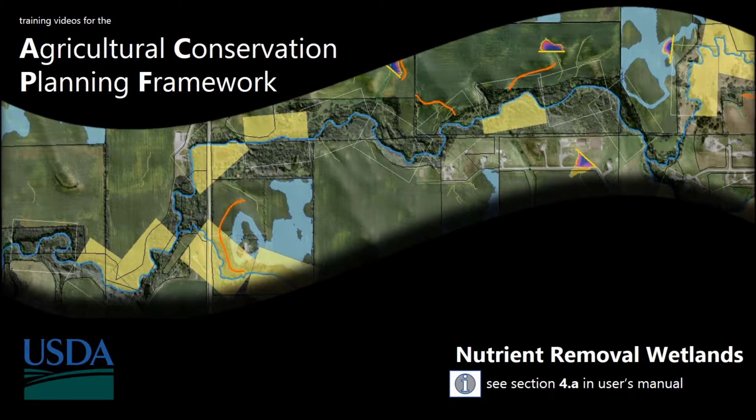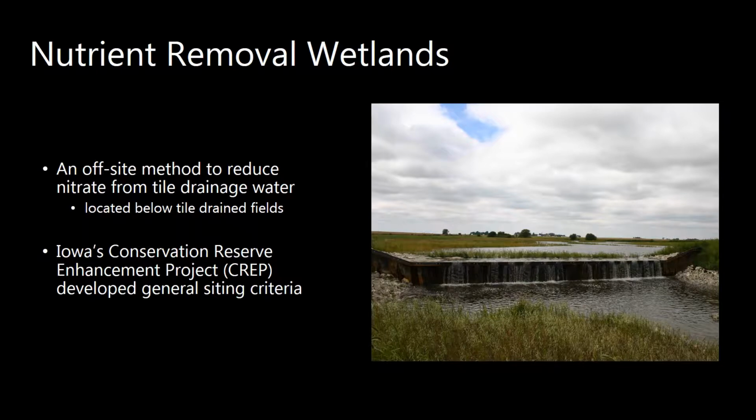In this video, we'll cover the Nutrient Removal Wetland tool. Nutrient removal wetlands are off-site methods to reduce nitrate from tile-drained water. Therefore, they get placed below tile-drained fields. Thanks to Iowa's CREP program, we have some general siting criteria that we follow.